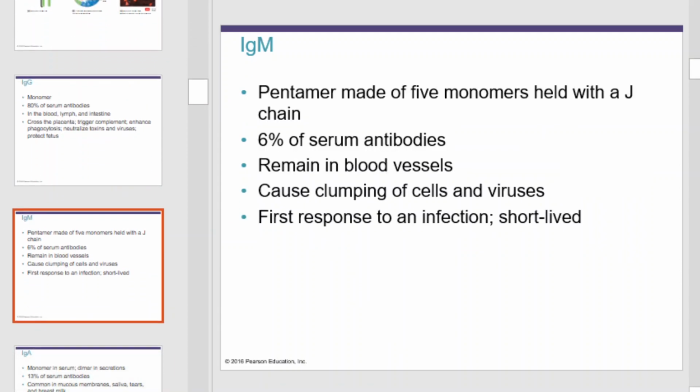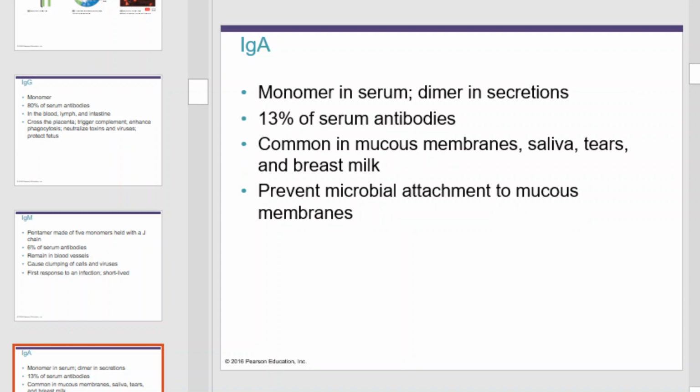IgM is a pentamer made of 5 monomers held with a J chain. It makes up 6% of serum antibodies, remains in blood vessels, can cause clumping of cells and viruses, and is the first response to an infection, only short-lived.